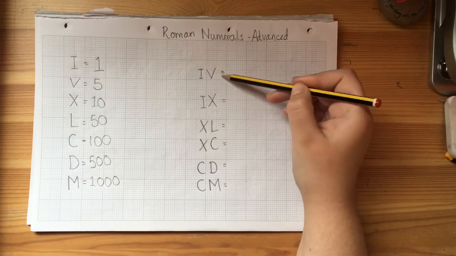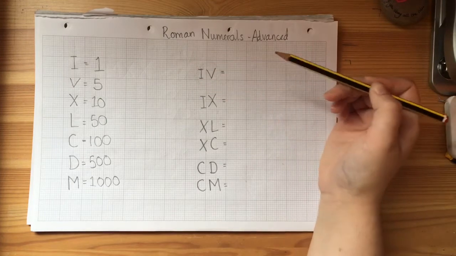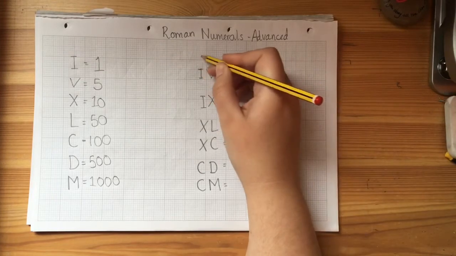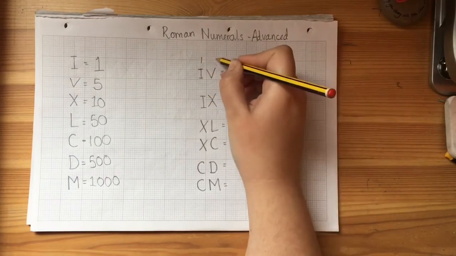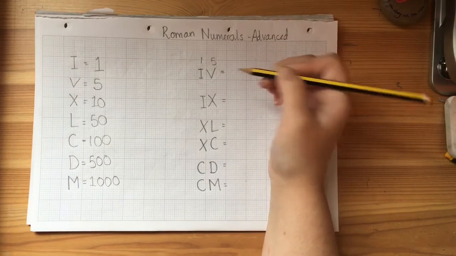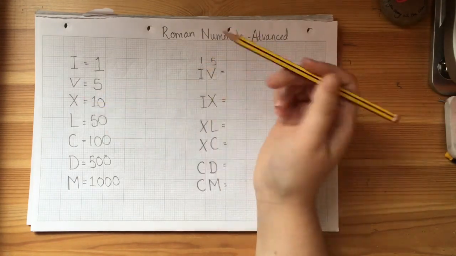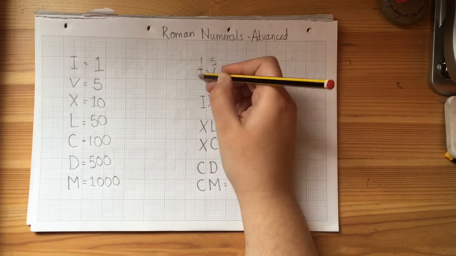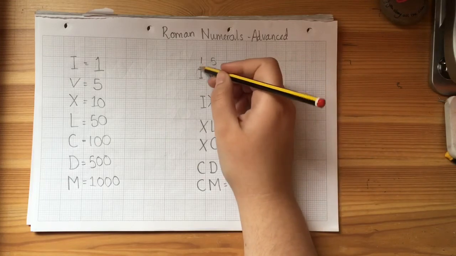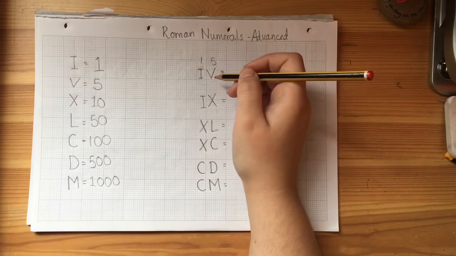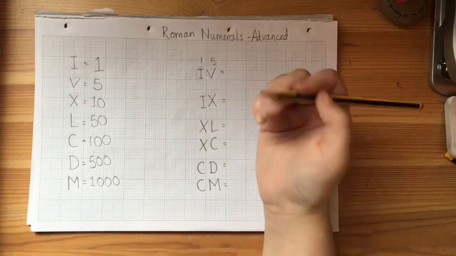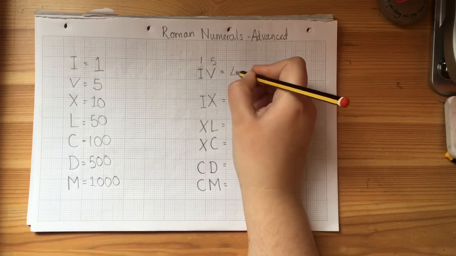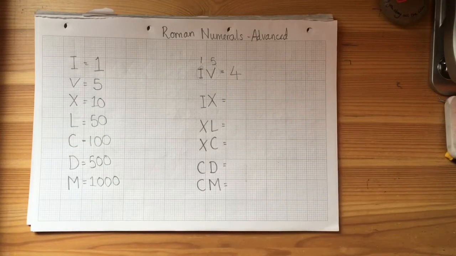So does anyone know, start off with this one at the top, does anyone know what this one is? So we can break this down if we want. We know that I is 1, and we know that V is 5, but it's not 15, because we know that X is 10. So if our I comes before the 5, it means that it's 1 less than 5. So what is 1 less than 5, or 5 take away 1? So 4. Fantastic if you said that at home.